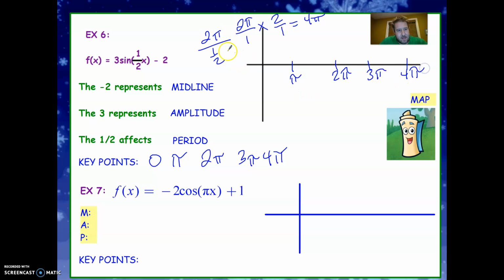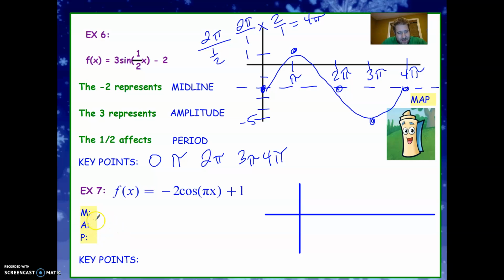All right, and now setting up my increments. So now I know -2 is the midline. 3 is the amplitude, 1, 2, 3, so that's -5, and that's +1. Sine means it starts at the midline. It's positive amplitude, so up, down, and then back, like that.